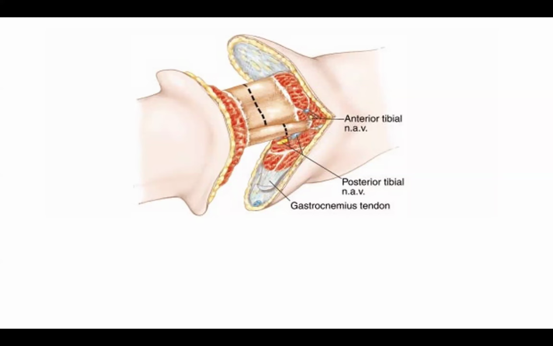So you are ligating three vessels there. Below knee is three vessels: anterior tibial, posterior tibial, and peroneal. Above knee is only one vessel, which is femoral.